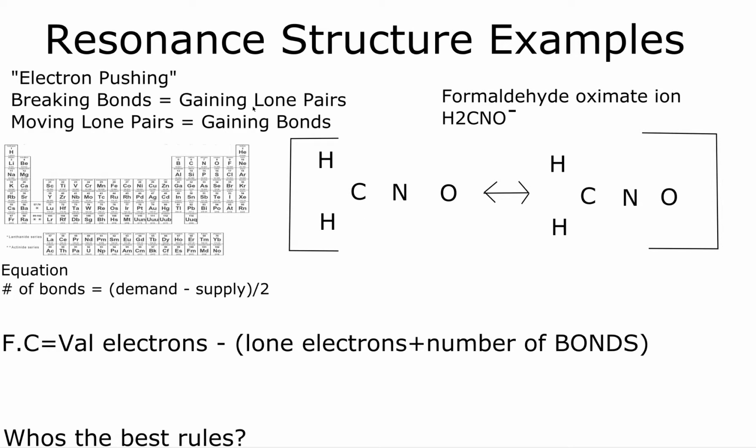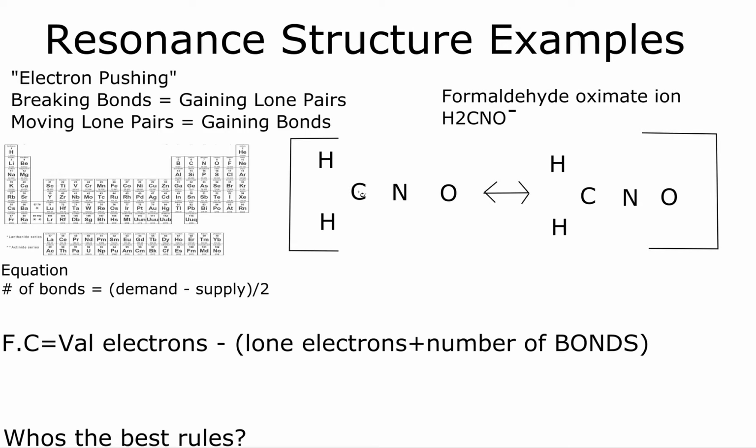Okay, in this video we'll be doing a resonance structure example, and our molecule today is H2CNO-. What we'll be doing is using this rule of electron pushing by either breaking bonds to gain lone pairs, or we can move lone pairs to create bonds. And this will make a lot more sense when I actually do the example.